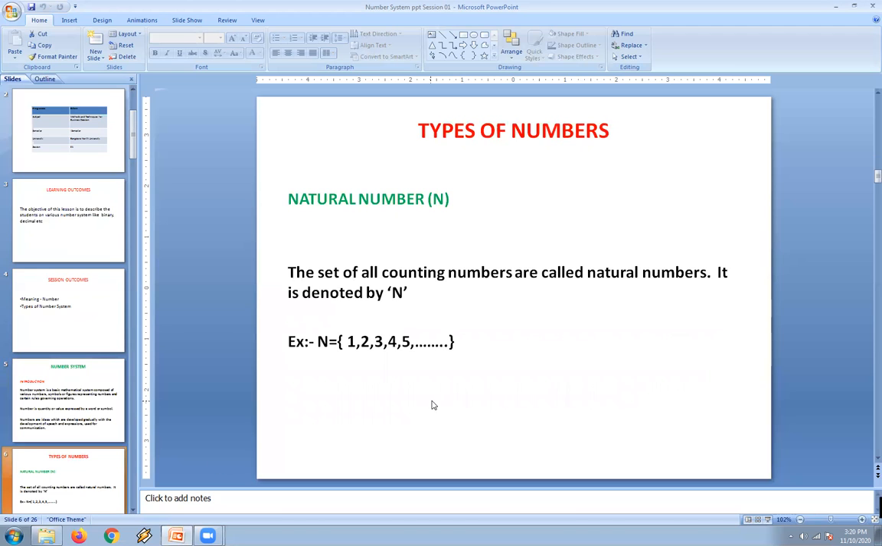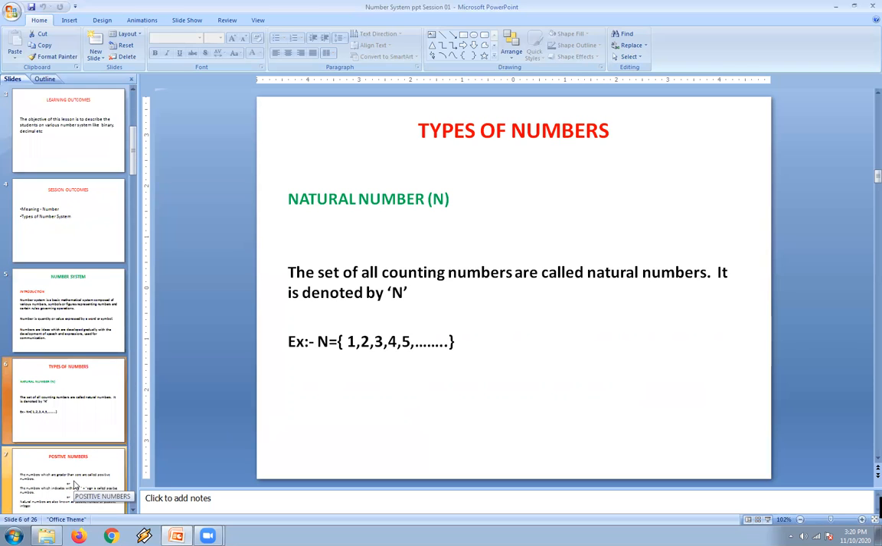Let us see what the different types of numbers in the number system are. First we'll go for the natural number, which is denoted by N. Natural numbers are the set of all counting numbers, the running numbers, that is 1, 2, 3, 4, all the positive numbers that we use to count. They are called natural numbers.